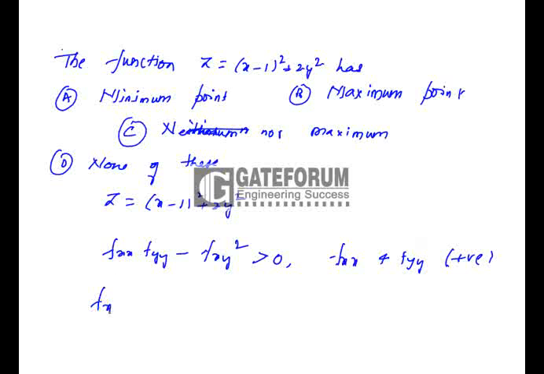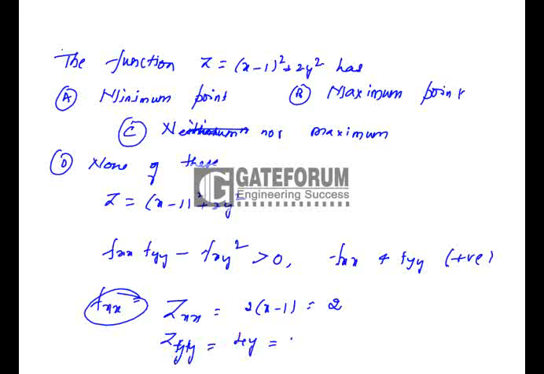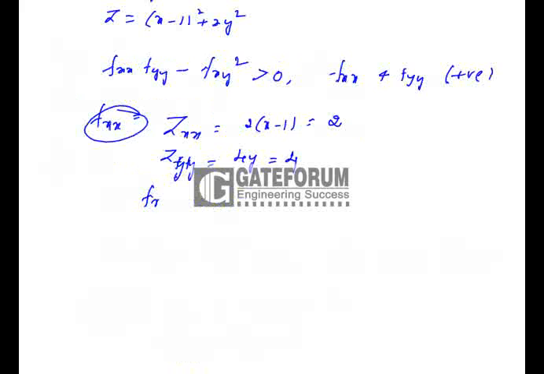Now fxx is nothing but differentiating f partially with respect to x twice. In this case we have to take zxx. So zx is 2 times (x minus 1), and if you differentiate it further, zxx will be 2. Similarly, zyy: if I differentiate once it is 4y, and if I differentiate twice it will be 4. And zxy: first we differentiate with respect to x, which gives 2 times (x minus 1), and if you differentiate this by y it will be 0.